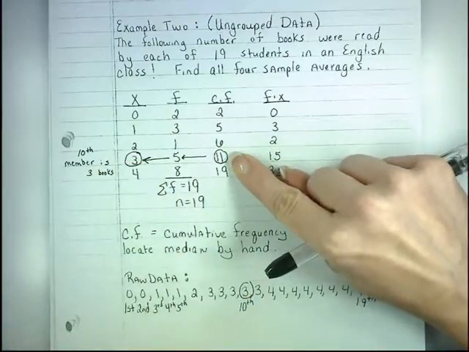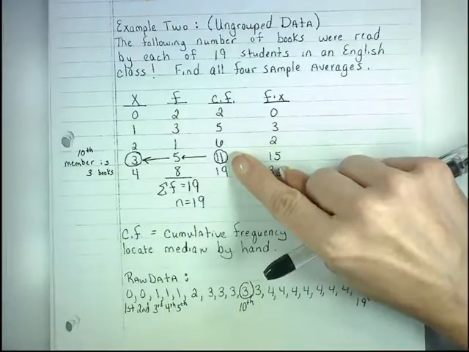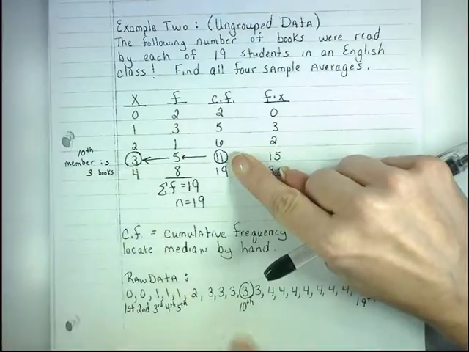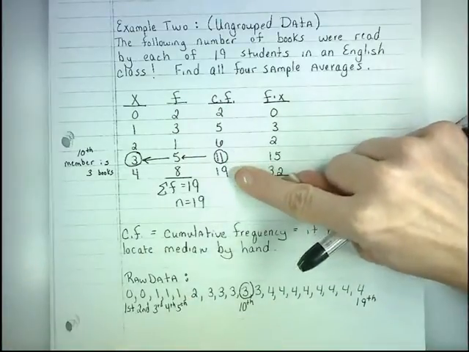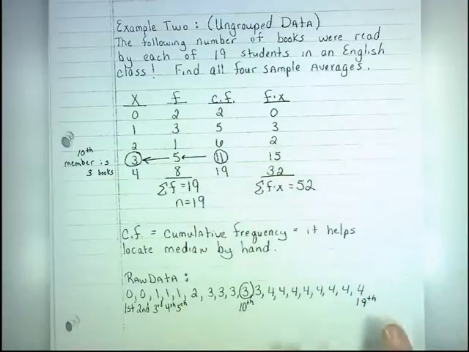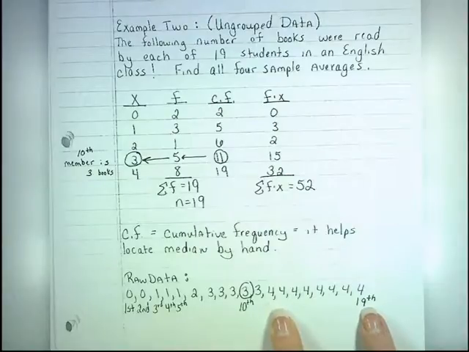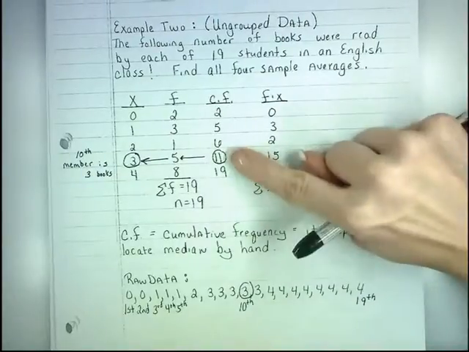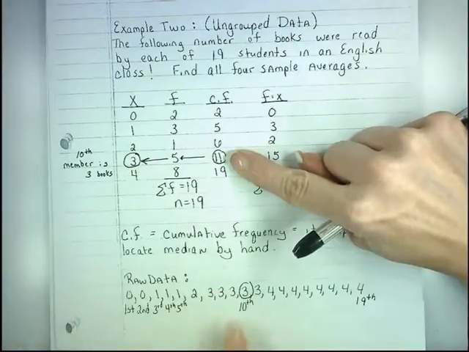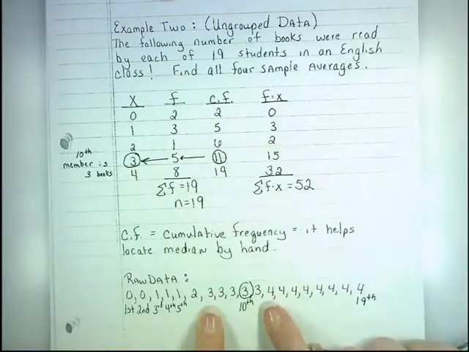This 11 means that the 7th, 8th, 9th, 10th, and 11th student or value is 3 textbooks. And you can see that here. The 19 means that the 12th through the 19th student, or the 12th value in the set through the 19th value in the set, are all 4 textbooks read. And those are the last 8 students in the class. So the 10th member is here, because this represents members 7 through 11, the 7th student through the 11th student, all read 3 textbooks. And you can see that here.